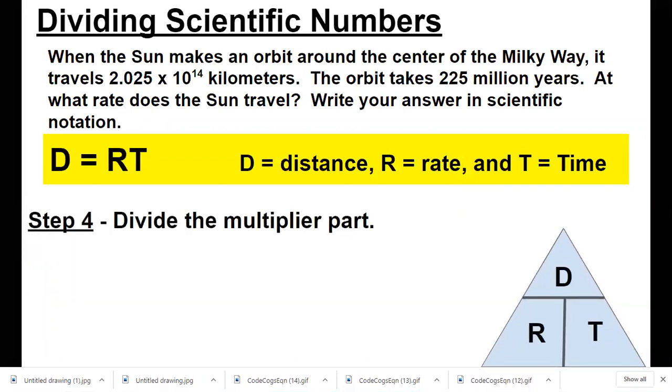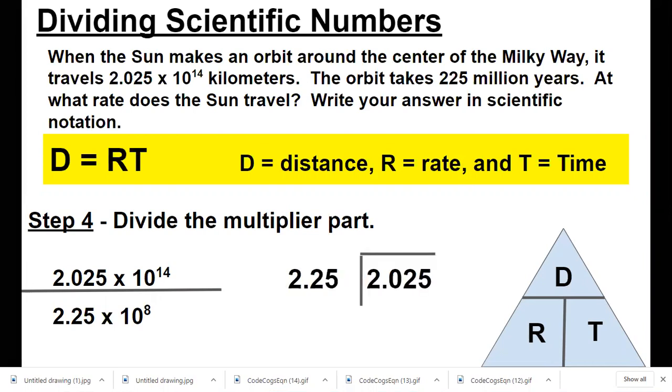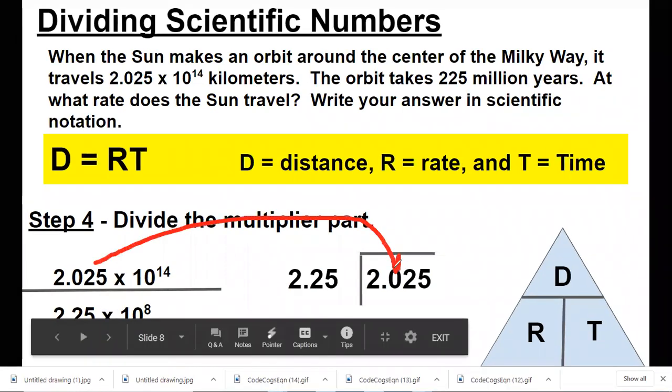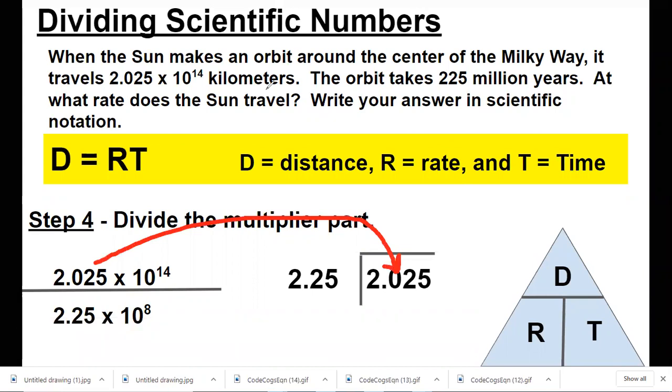Divide the multipliers, the numbers in front of the power of 10. We are going to divide 2.025 by 2.25. Top number on the inside, bottom number on the outside. So let's do our division. We have to move our decimal 2 places to the right because if there's a decimal on the outside number, we have to get rid of it. We move it 2 to the right. So now we move this one 2 to the right. There's our new decimal spot. We're going to put it up there right away, and then we're going to start dividing.